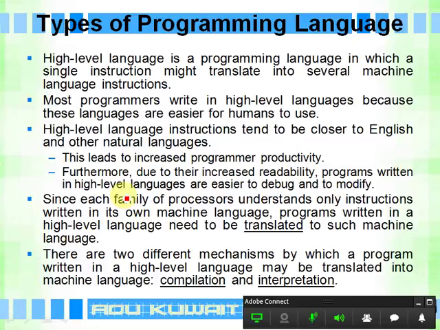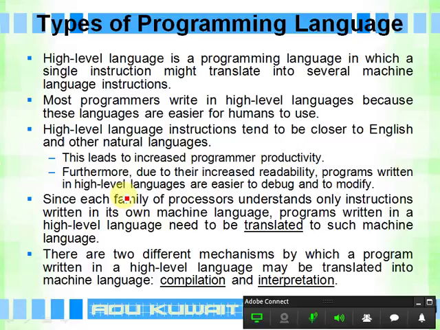Most programmers write in high level languages because these languages are easy for human beings. High level language instructions are closer to English and other languages, which leads to an increase in programmer productivity. More programmers you will get. Due to the increase in readability, programs written in high level language are easy to debug and modify. Debug means to find the errors, any mistake in the program. It is easy to find it.